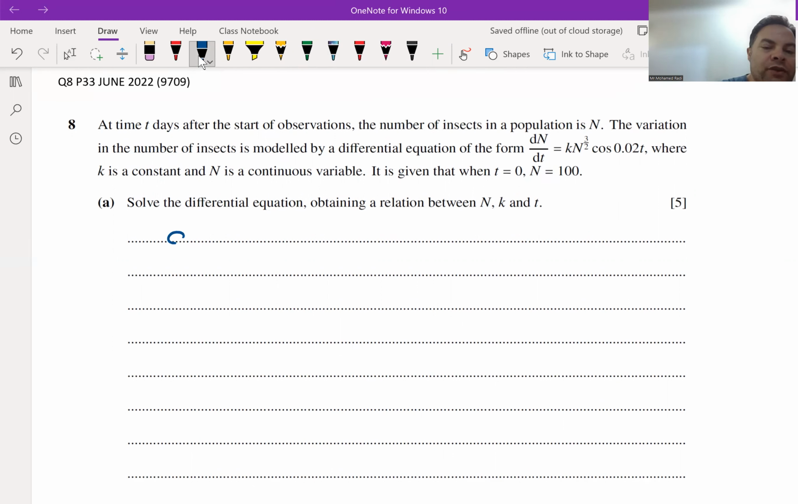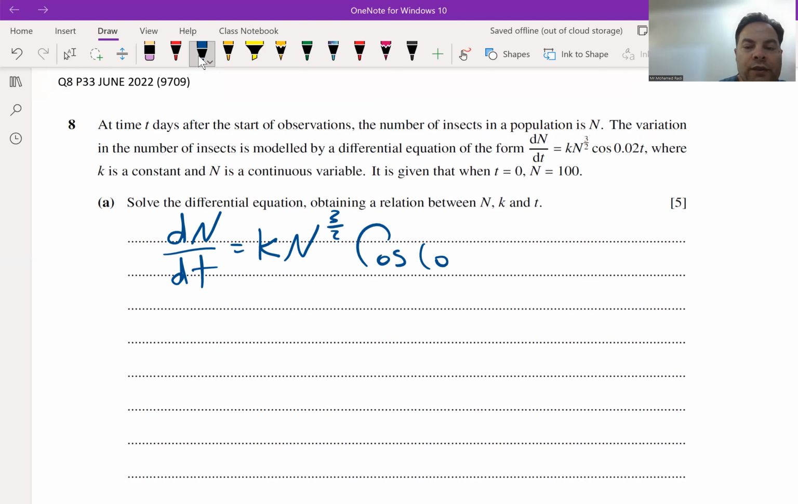We'll start with the differential equation. dn by dt is equal to k n to the power of 3 over 2 cosine 0.02t.